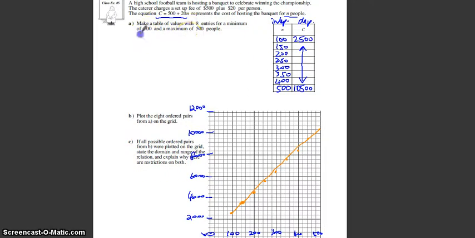Now, how come we limit to 100 to 500? Because the caterer won't come if it's fewer than 100 people, and they can't host more than 500 people. So for the domain, there's a restriction: x has to be between 100 and 500. And this graph is actually not very accurate. It should be dots, not totally connected, because you cannot have half a person. So you write x is an integer, because you can't charge half a person. Well, maybe some babies could be, but then you can't.